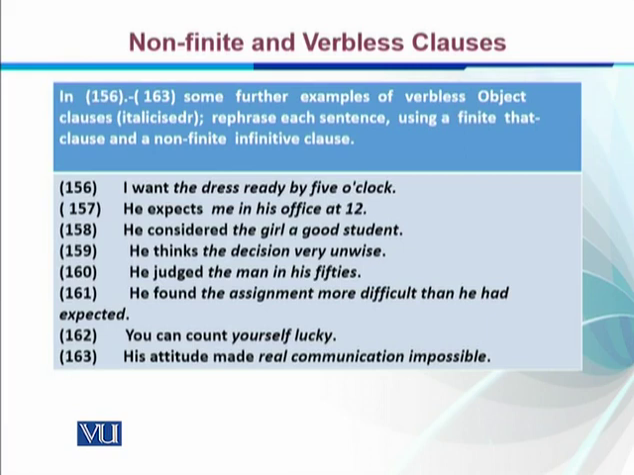I want the dress ready by 5 o'clock. So the dress ready is the whole direct object, and it is a non-finite clause. He expects me in his office at 12. Similarly, the same: me in his office. He considered the girl as a good student. The relationship of the girl and the good student is that of a subject and its predication. He judged the man in his 50s. Similarly, the same case is here. We have non-finite clauses here, which are the same as that clause.